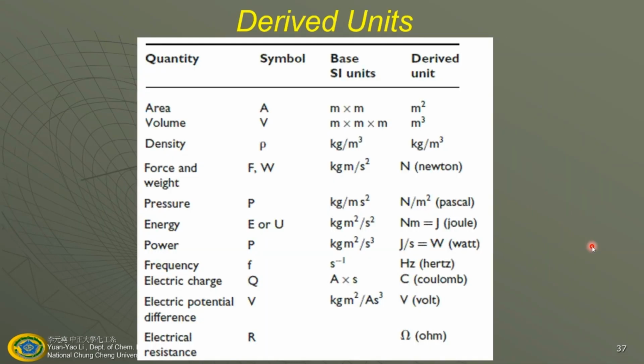For some derived units, here is for you to understand: area, volume, density, force, pressure, energy, power, frequency, electrical charge. You remember that? Electrical charge Q is ampere times second. We call it Coulomb. Electrical potential difference, voltage, V, you remember this unit? Electrical resistance, ohm. So if I ask you, can you represent ohm using the 7 base units for me in a Kahoot next week? Can you do that for me?